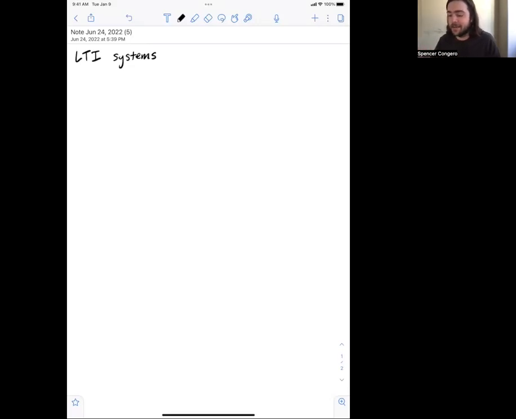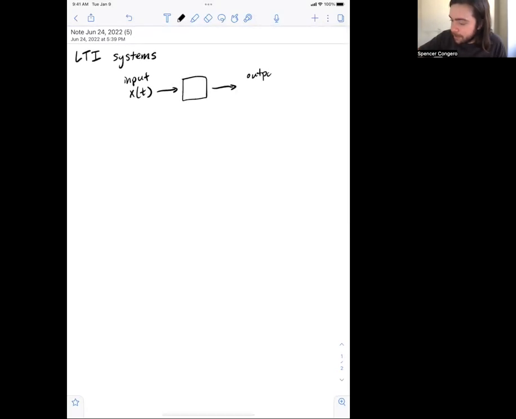And then in the next video, I'll do some examples so you can get a hang for exactly what we're talking about. So what's our setup here? Well, we have some input, x of t. It's going to go into a box. And we're going to have some output, y of t. Right now I'm going to define system, which is defining this box.